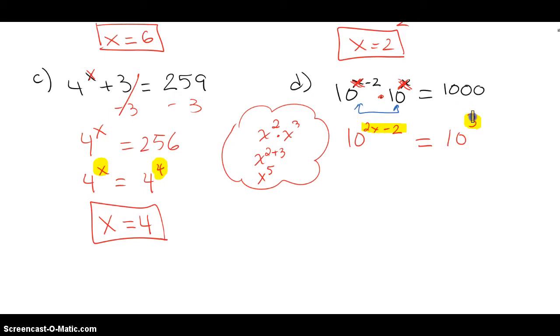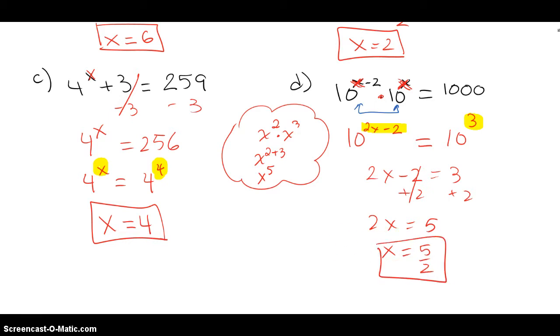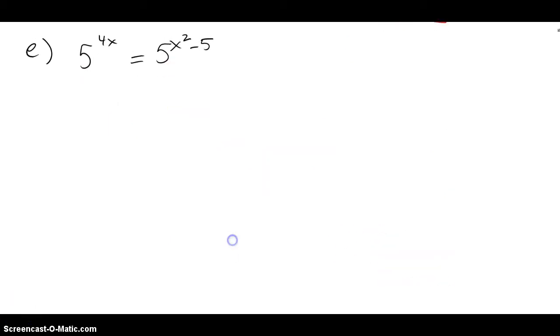Now this guy must be equal to this guy, and we end up with 2x minus 2 equals 3, and then from there on we isolate x, and it looks like x is equal to 5/2. Let's look at one more in the same base scenario.